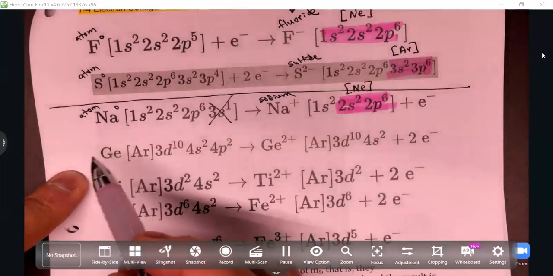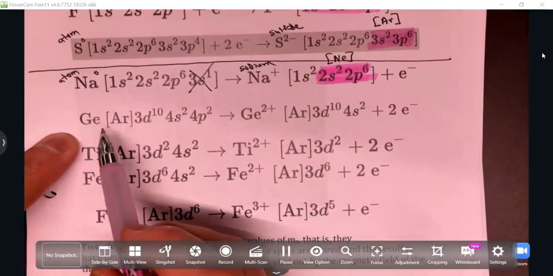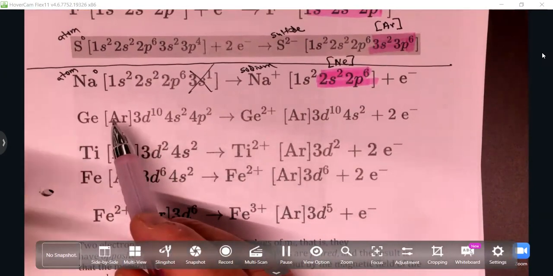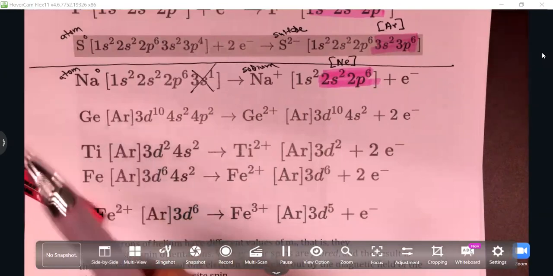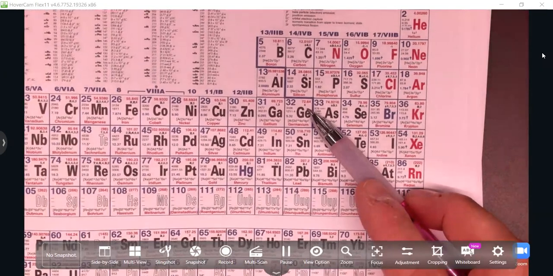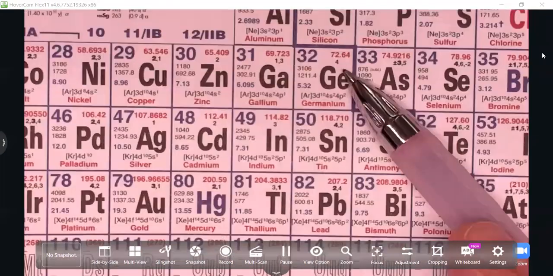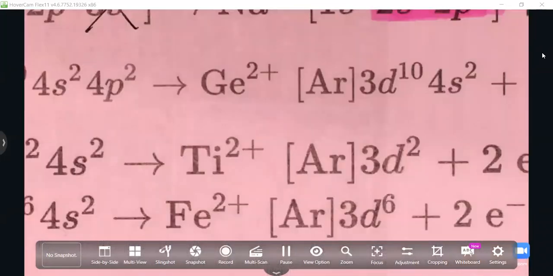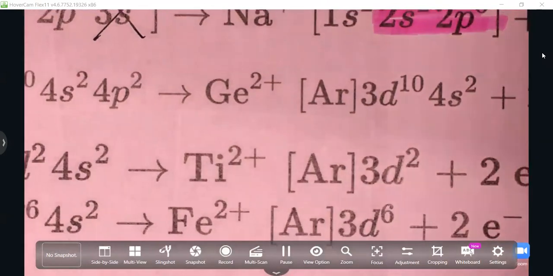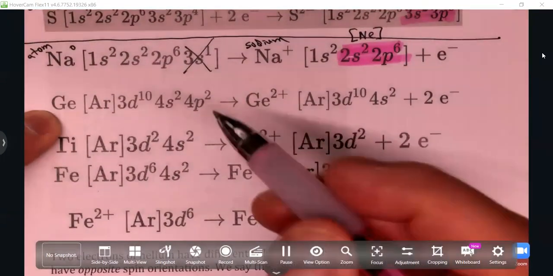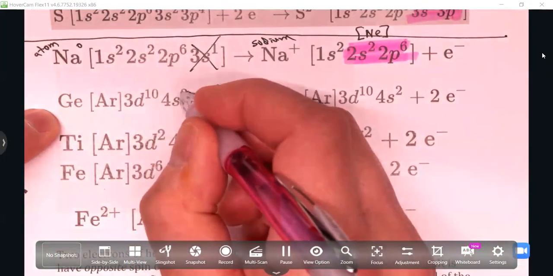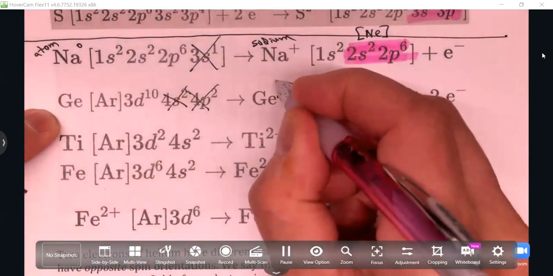Then we have germanium. Germanium is in the transition area here. Germanium actually has a +4 charge it takes on. So germanium's +4. This only shows it at a +2. If it takes on a charge of +2, it's going to get rid of these 2 electrons. But really what happens is it gets rid of those as well. So let's change this to a 4.